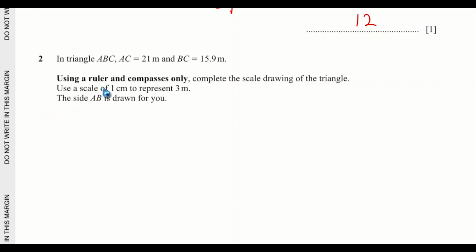Question 2. In triangle ABC, AC is equal to 21 meters and BC is equal to 15.9 meters. Using a ruler and compasses only, complete.